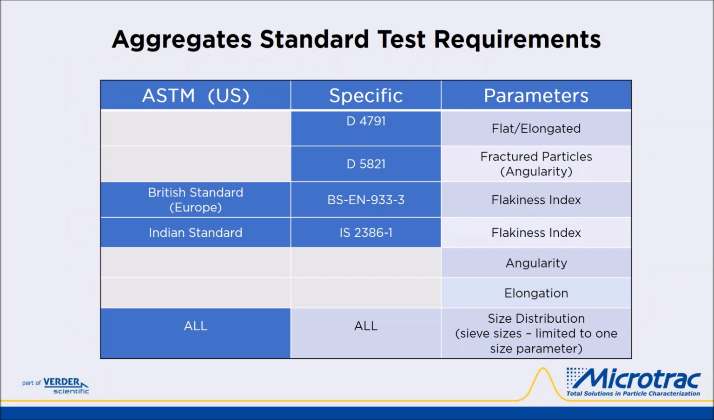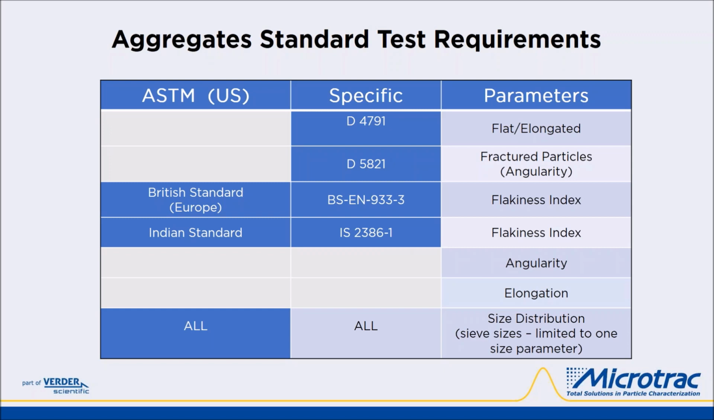Three major standards organizations have published standards for aggregate tests: the US, Europe, and Asia. ASTM standards D4791 and D5821 for the US, the British standard BS EN 933-3 for Europe, and IS 2386-1 for Asia. The ASTM standards include a standard for flat and elongated particles and for fractured surfaces and angularity of particles.